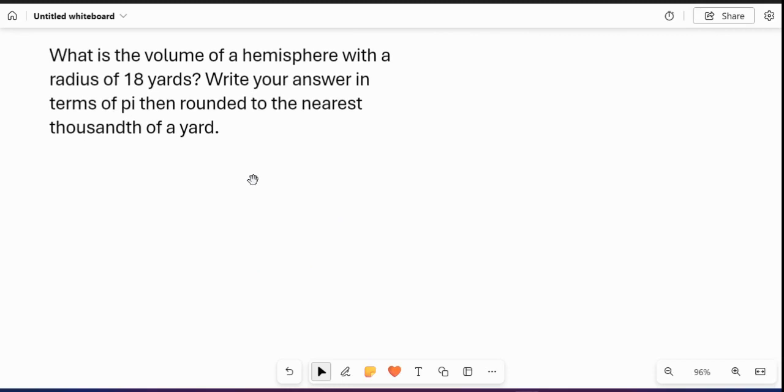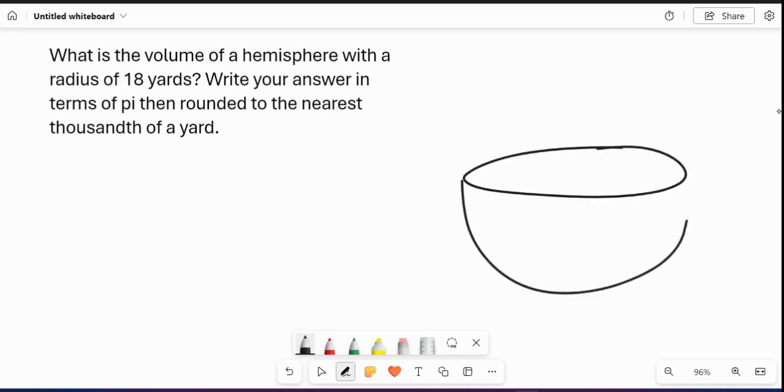Okay, hemisphere. A hemisphere with a radius of 18 yards. Write your answer in terms of pi and round it to the nearest thousandth. Okay, thousandth is 3 spots after the decimal. Now, draw your hemisphere. Think of a hemisphere like a globe. It's half of a globe. If you cut a globe in half, you have the northern hemisphere and southern hemisphere. So, we're going to just do an oval and then like a big bowl kind of thing.